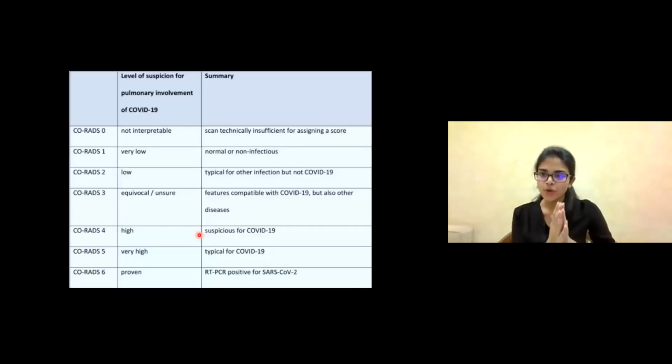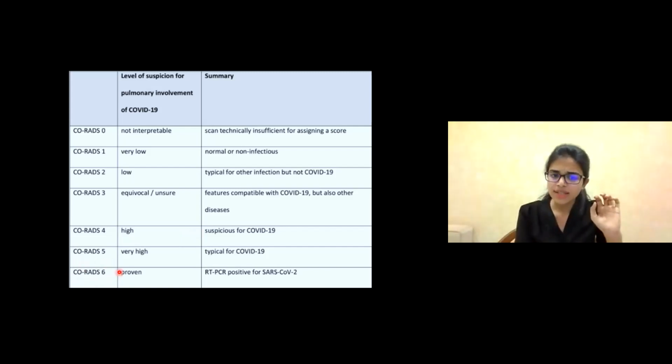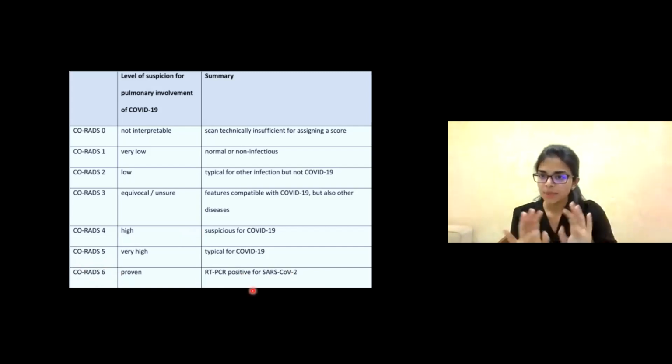Right. So now coming to CORADS proper. All these findings that we saw now are findings that you see in COVID infection. When you see this bilateral subpleural pattern, it comes under CORADS 5. So what is CORADS 6? When the patient is tested RT-PCR positive for COVID, then it comes under CORADS 6.